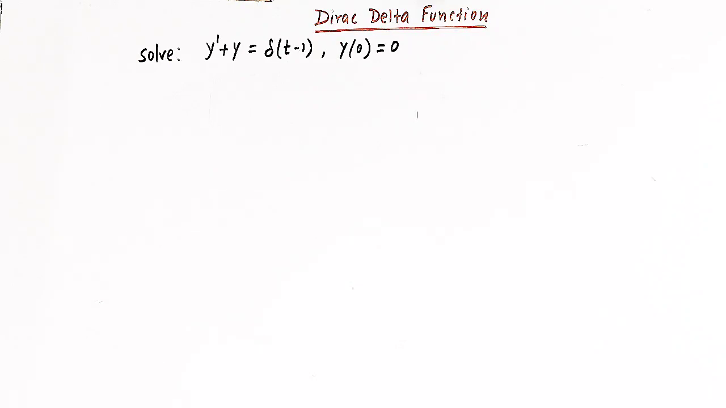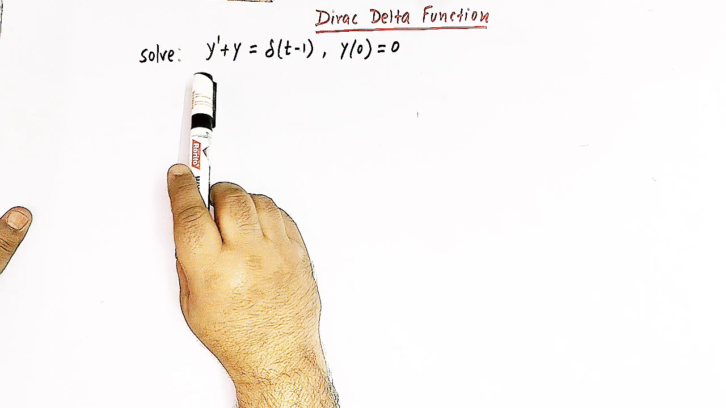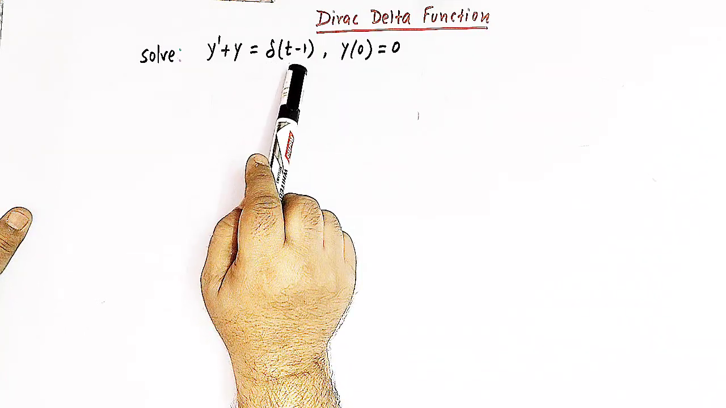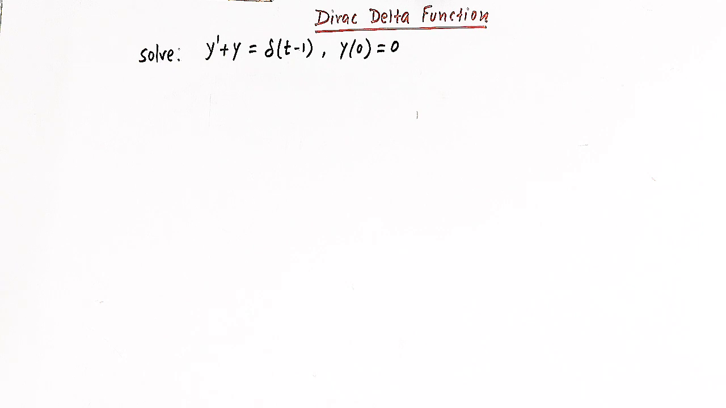Hello viewers, in today's session we are going to discuss an important differential equation involving the Dirac delta function. We have to solve the differential equation y prime plus y is equal to delta of t minus 1, where the initial condition is y of 0 is equal to 0. In this class we'll learn how to solve these types of differential equations involving the Dirac delta function using the concept of Laplace transform and the inverse Laplace transform.